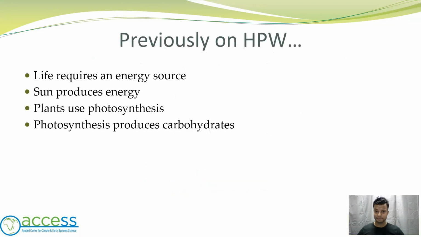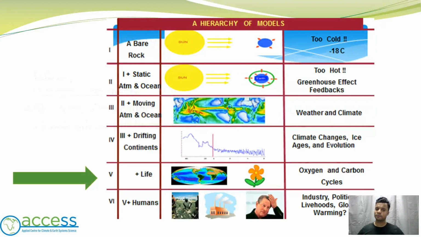So before we begin, previously we understood that life requires an energy source, and the biggest energy source is the sun. Plants use this abundant energy to photosynthesize and produce carbohydrates and the oxygen that we breathe today. So where do we fit in the hierarchy of models? We are in the second stage, which is the life form stage.